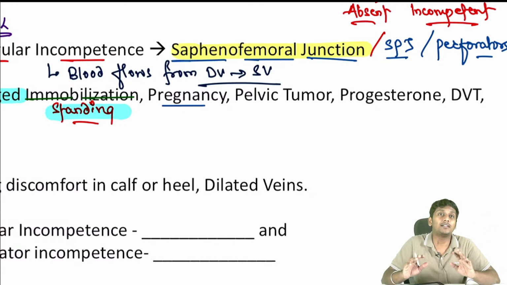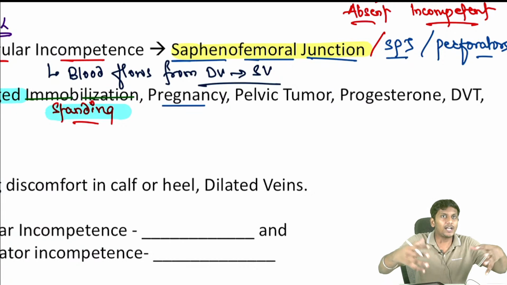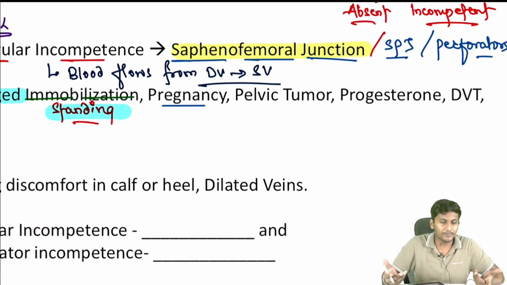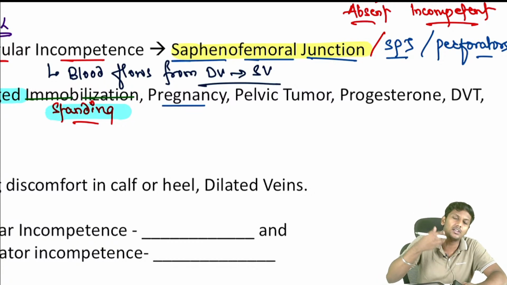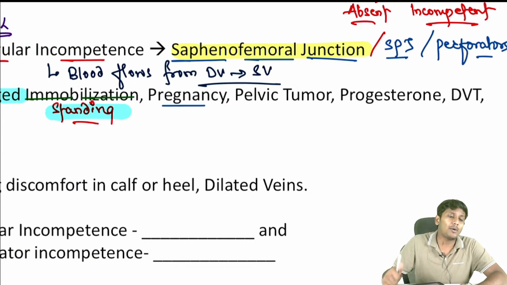Why does prolonged standing definitely increase the risk? When you stand, due to gravity, all the blood mainly flows towards the lower limbs, and definitely there will be more blood in the deep veins of the leg. That is the reason. Therefore the pressure in the deep veins of the leg will be increased. Second is pregnancy. Now why pregnancy?